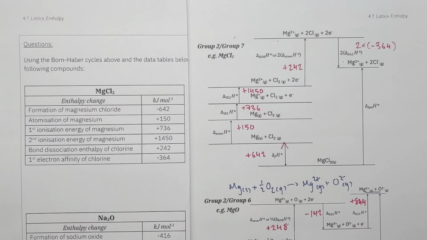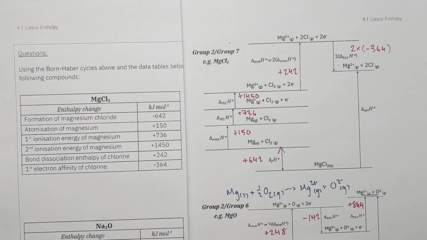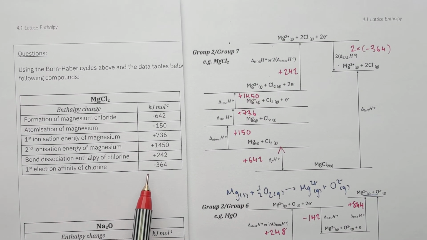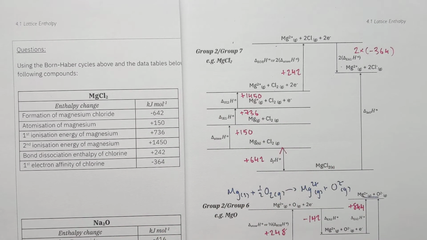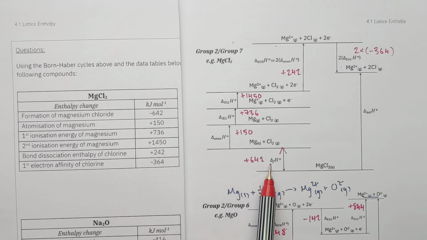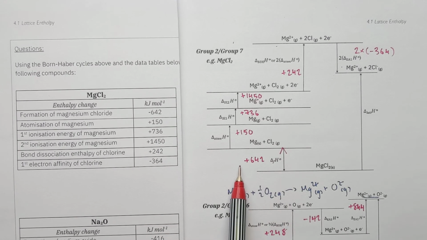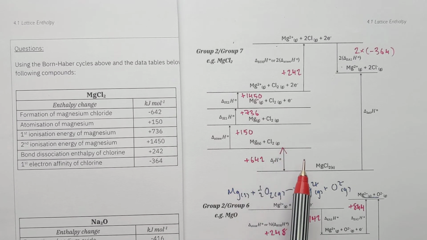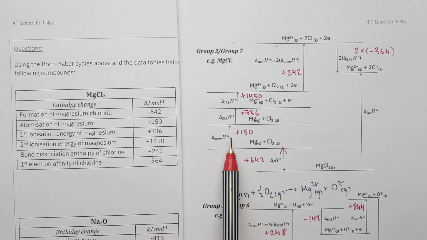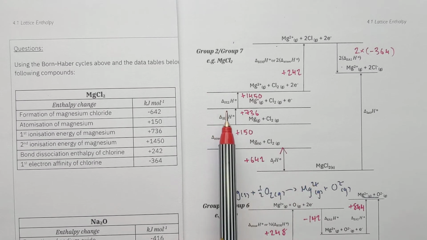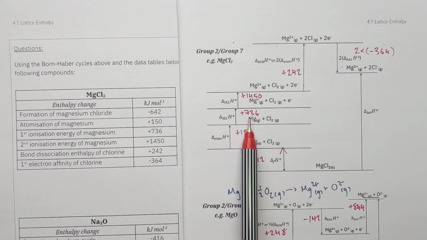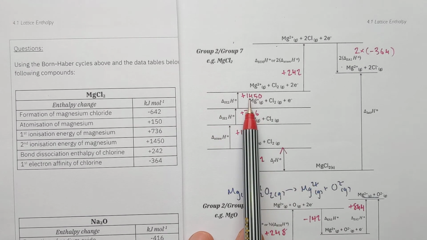So the first question looks at MgCl2, which is top right on page 5. And again, it gives you all the numbers you need, you just need to transfer them across and be careful that you're multiplying by what you need to multiply by. So the first one is formation, so I've taken the liberty of flipping that already, so it's now plus 642 because I need to flip it to get around the cycle. The first few are all just straight off the table. Atomization of magnesium plus 150, first ionization energy plus 736, and then plus 1450 for the second one.